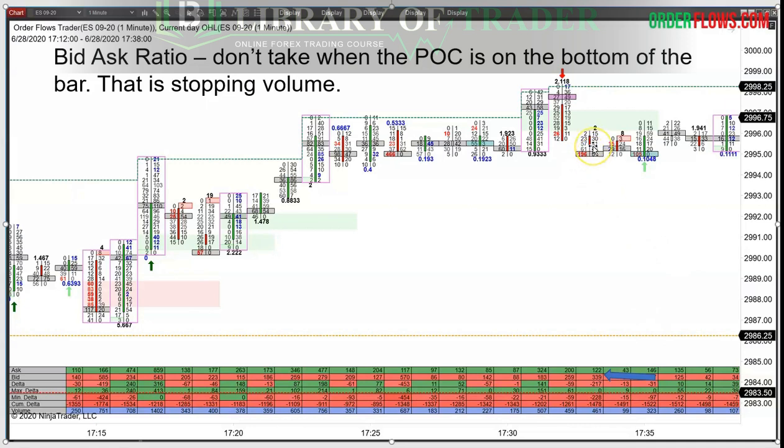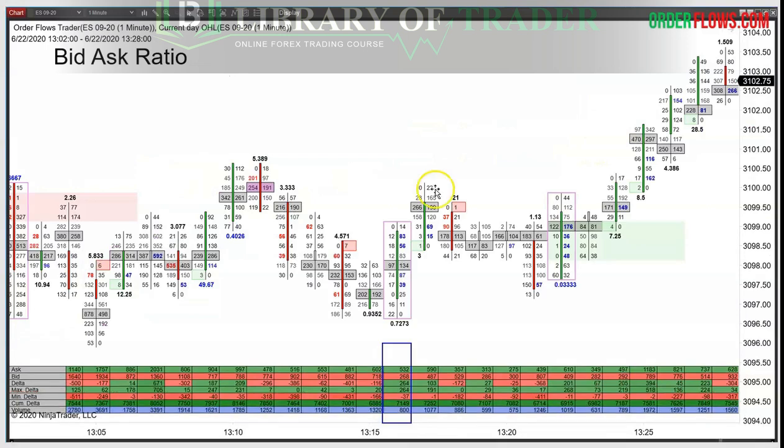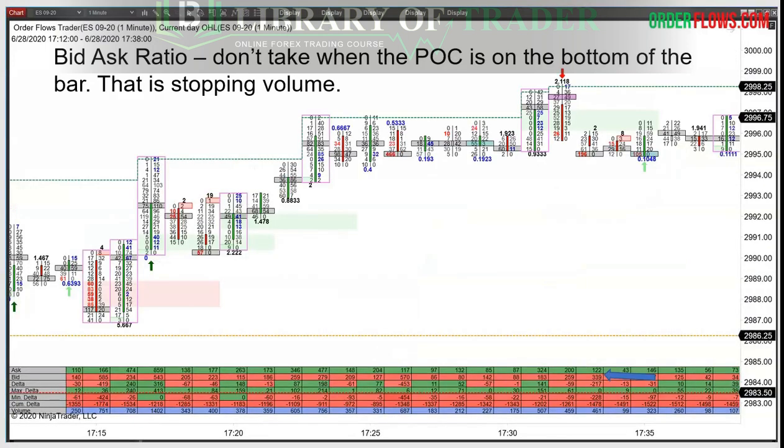All right, what you want is the point of control somewhere in the middle of the bar, ideally, like here. What you have here is stopping volume. And the reason you got such a big bid volume is because there's a big bid there, and people are selling into it. Even though the bar is down, it's stopping that move from going lower.